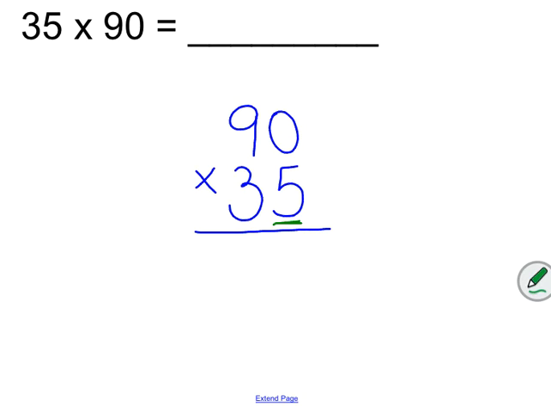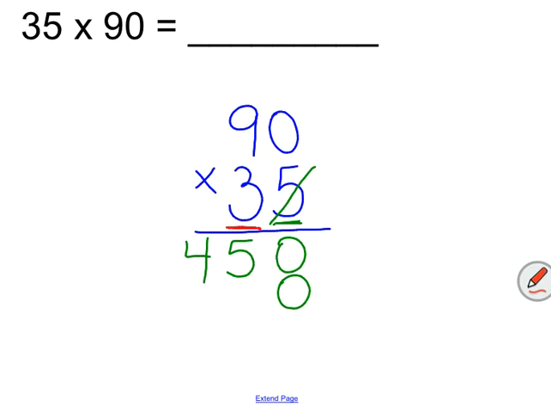So I'm going to do 5 times 0 is 0. Then I'm going to do 5 times 9 is 45. Okay, so there was no regrouping there, all right? So now I am done with the 5, right? The digit in the ones place, right? Now I need to put the 0 as the placeholder because now I need to move on to the digit in the tens place. And that is the 3.